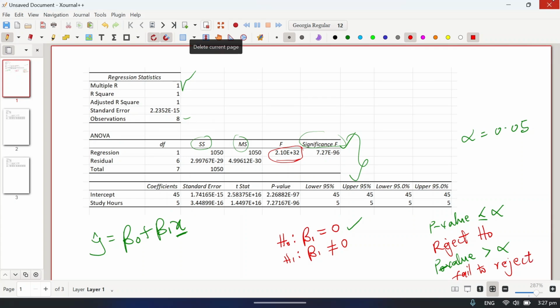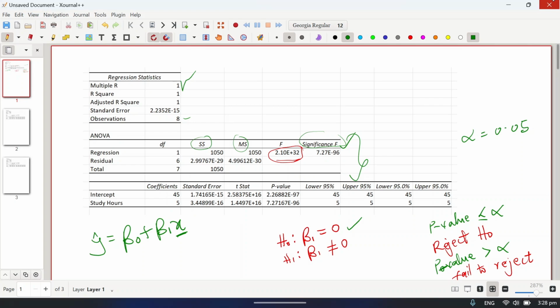So at any point in time that we have our P value less than or equal to this particular value, we reject H naught, the null hypothesis which says that there is no relationship between them. And when we have a P value which is greater than alpha value, we fail to reject it, and so we cannot conclude that there is a significant relationship. So that is what it means over here.